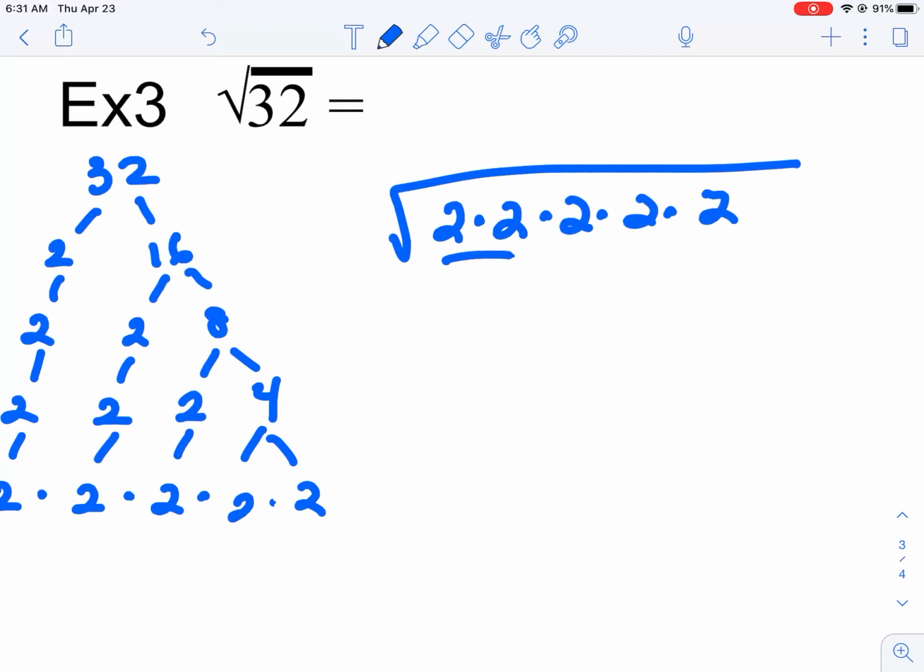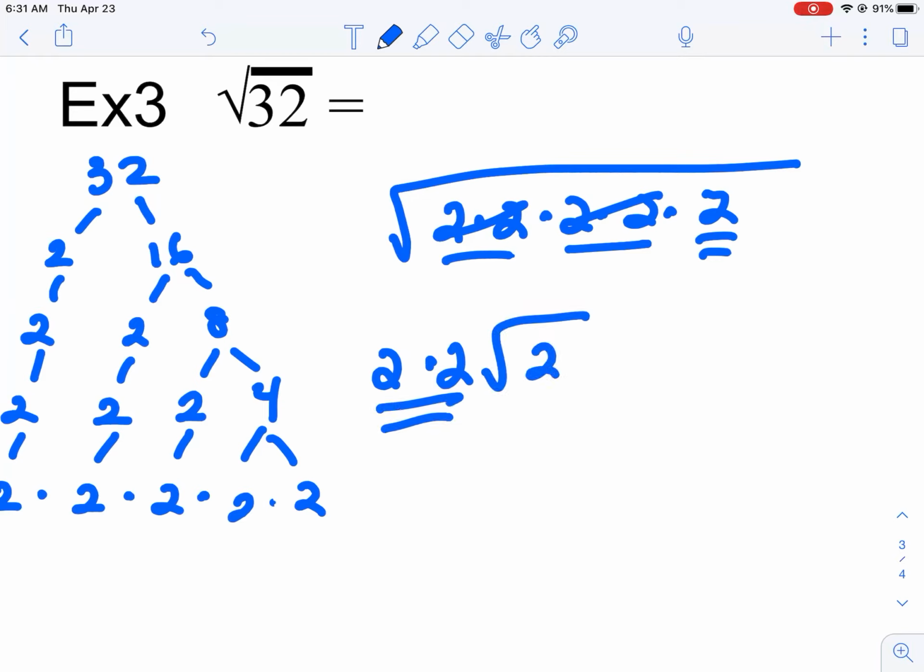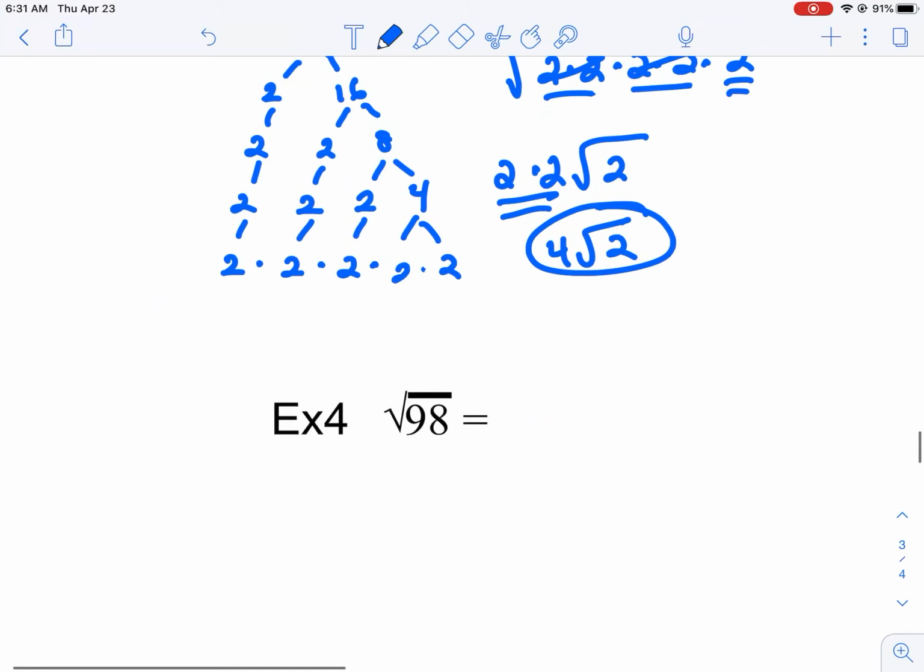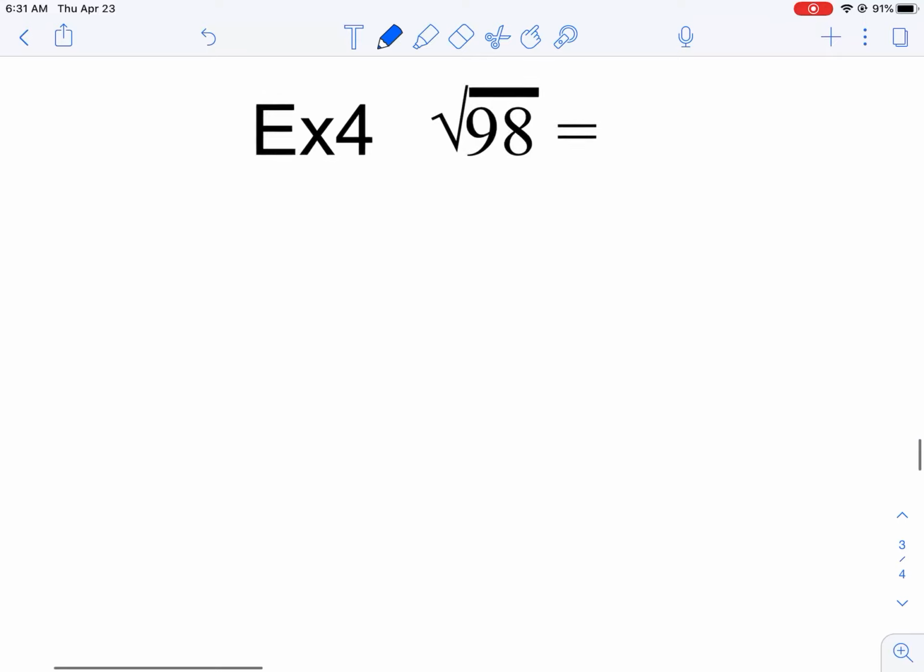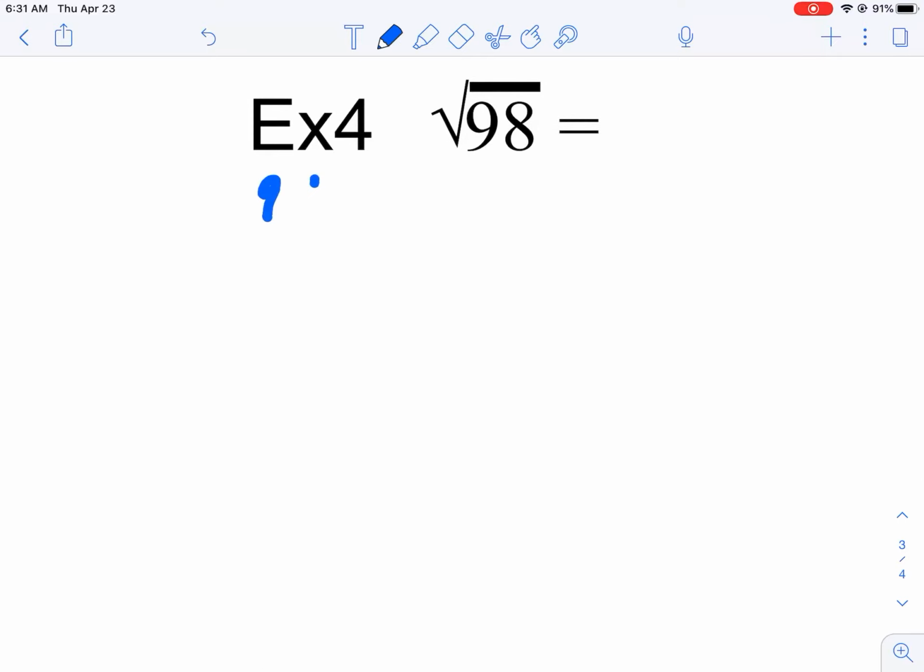So look for pairs. One 2 can come out, another pair, another 2 can come out, and that's left on the inside. And so we can do this now: 2 times 2 is 4, 4 square roots of 2. There you go. Okay? So we're just looking for pairs. And remember, a pair you take out as one number. So 98, let's see what we get with 98.